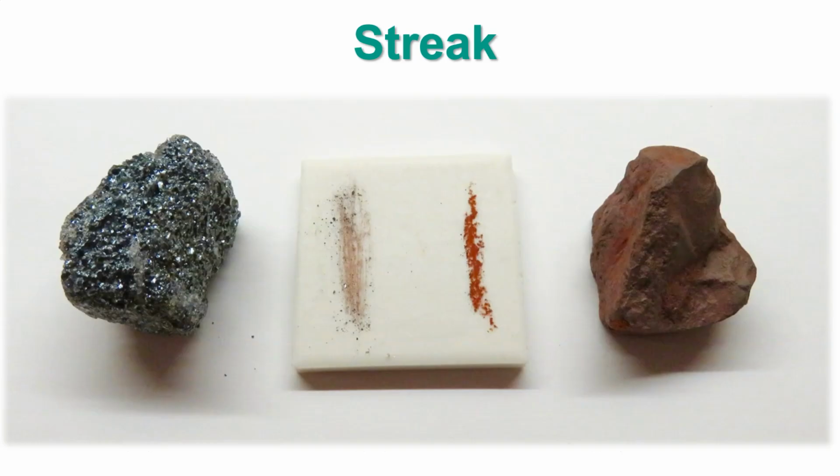The next property we're going to be looking at is streak. Streak is actually the color of the mineral in its powdered form.